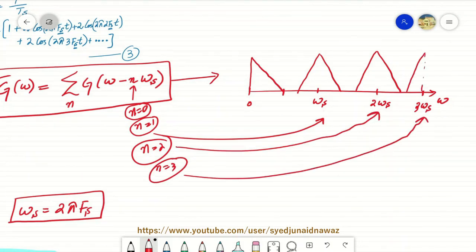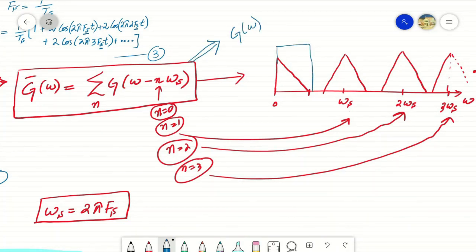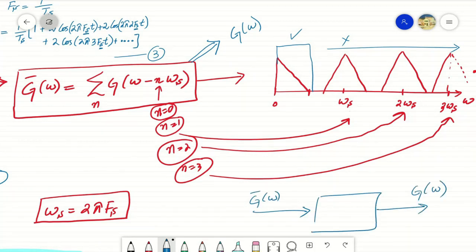So if we want to reconstruct the original signal that was g of omega from this sampled signal g bar of omega, we can filter it through a low pass filter that will pass the low frequency components, and it will stop all the band which is composed of higher frequencies. By passing it through a low pass filter, we can obtain g of omega from g bar of omega. So to reconstruct the original continuous signal from this sampled signal, we can use a low pass filter.